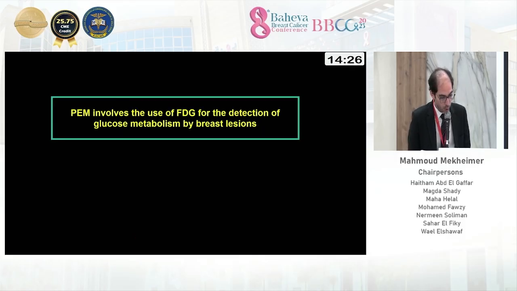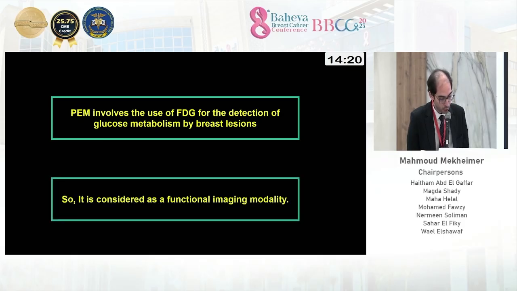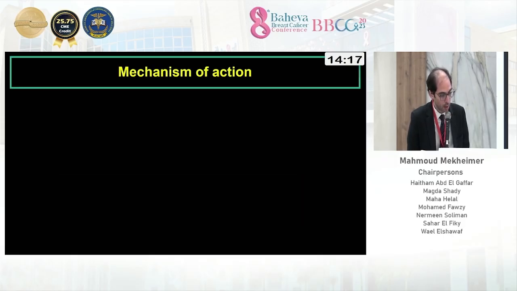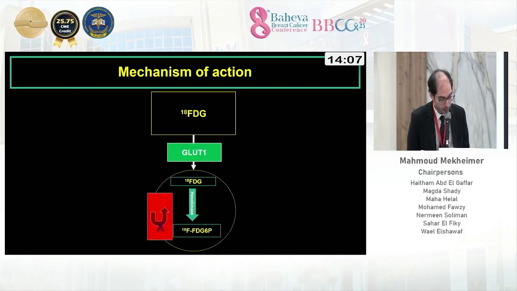PEM involves the use of FDG for the detection of glucose metabolism by breast cancer cells, so it is considered a functional imaging modality. FDG is transported inside the cell through the glucose transporter 1 receptor, then it becomes phosphorylated and trapped inside the cell and cannot be transported out of the cell, leading to accumulation in the malignant cells.